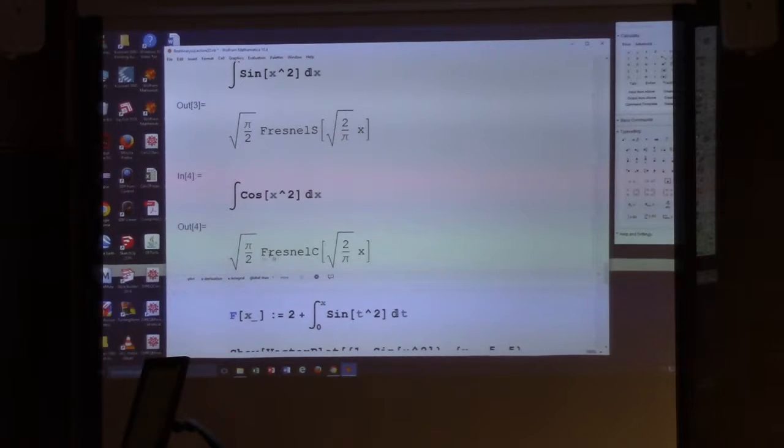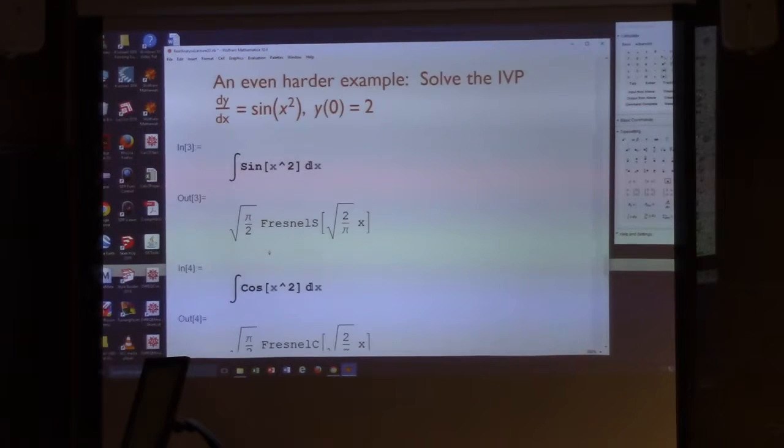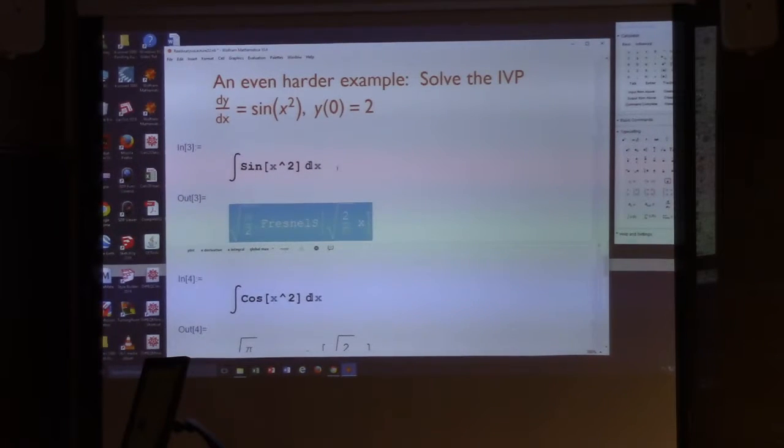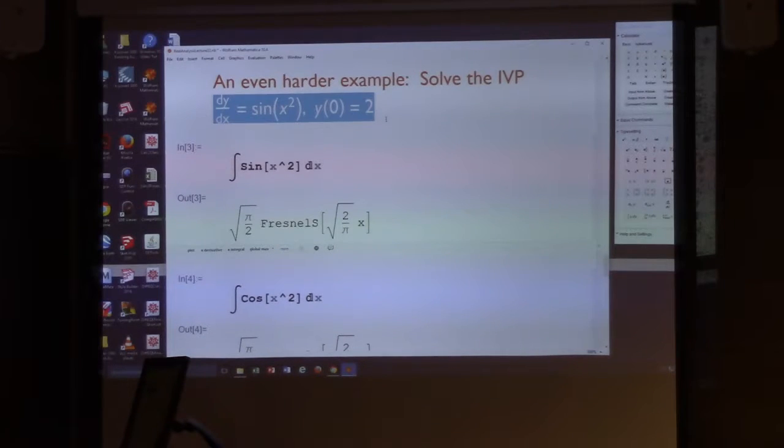FresnelC. But it is an honest-to-goodness antiderivative of sine of x squared. And if I choose my integration constant to make this happen, I believe FresnelS of 0 is 0, so this would be really this thing plus 2 should be the unique solution of this integrability problem.